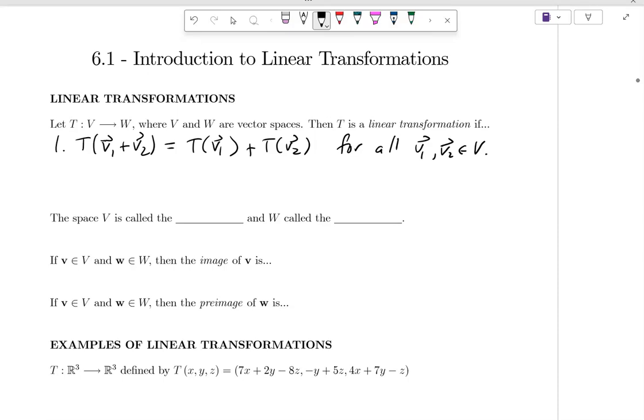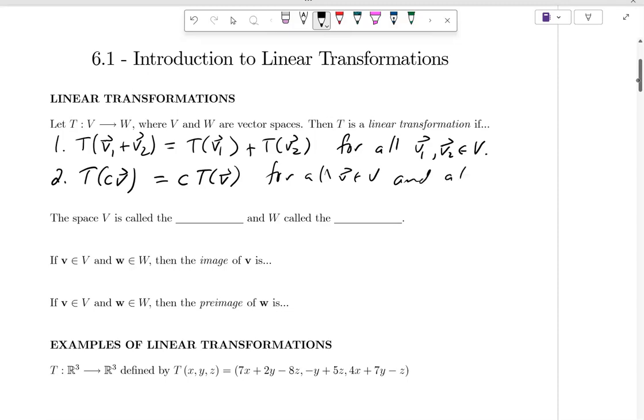All right. The second property that has to be satisfied is that if I have a constant, I can pull the constant out. Doesn't matter if I do the scalar multiplication and then the map, or the map and then the scalar multiplication. That's what that says.